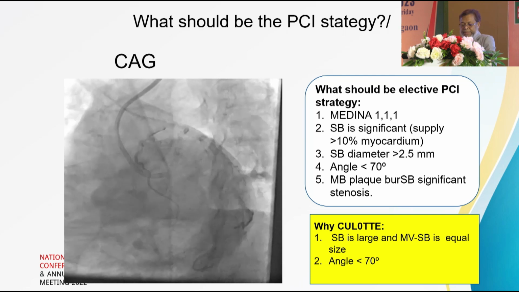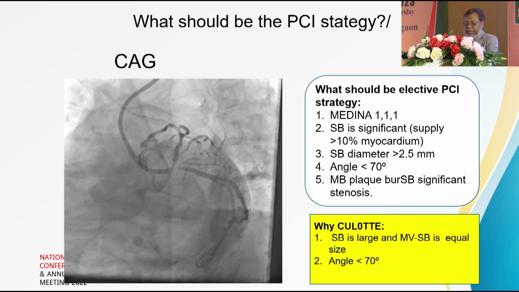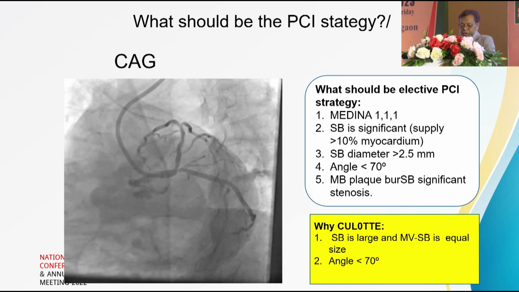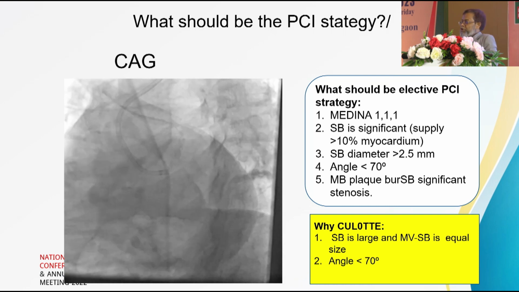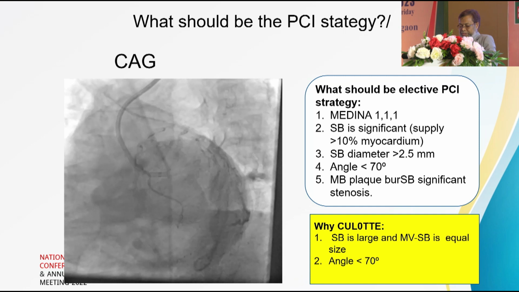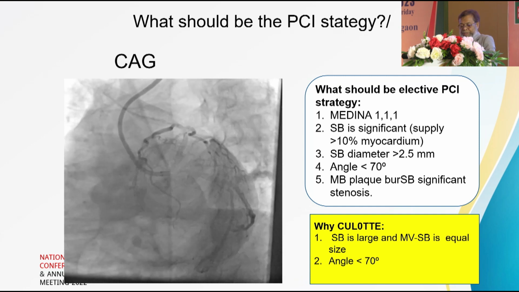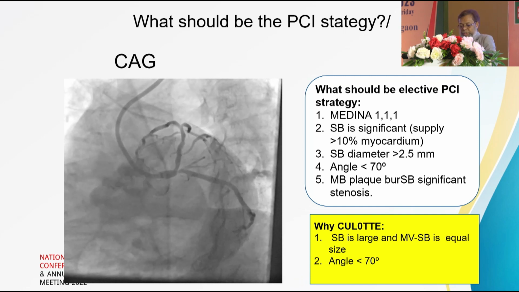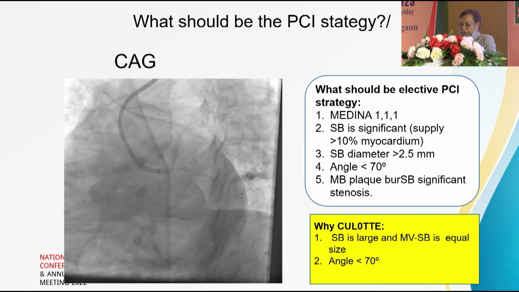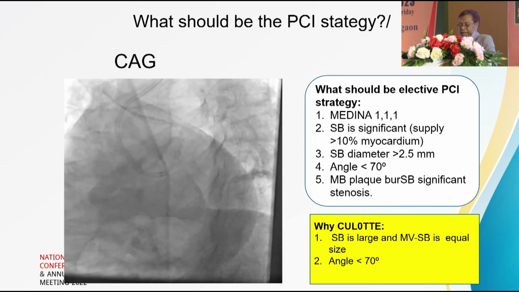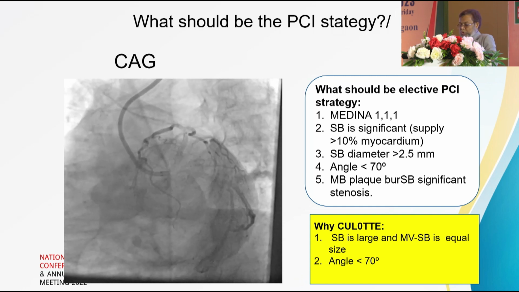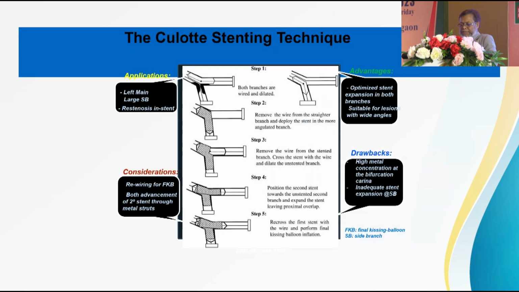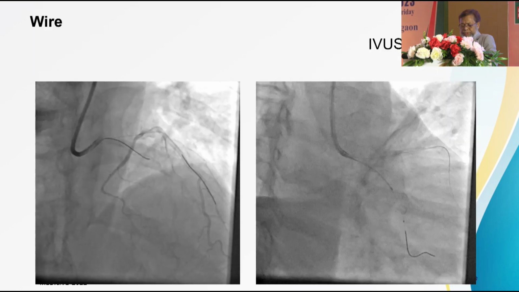And this is another case. You see, here distal left main involving the ostium of the left circumflex as well as the ostioproximal part of the left anterior descending. Because both the vessels, LAD and left circumflex, are almost equal and the angle is less than 70 degrees, we have decided to do culotte. And these are the different steps of the culotte.